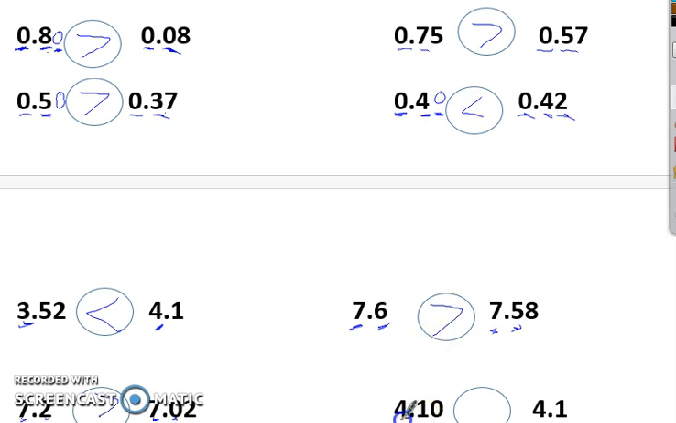Down here, the tricky ones, see if I caught anybody. Both 4s in the whole number spot. I got a 1 in the tenths and a 1 in the tenths. They're still equal. 0 in the hundredths, nothing in the hundredths, but nothing means 0. So those two are equal.